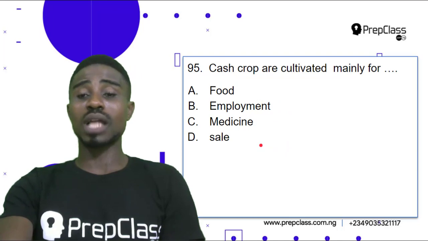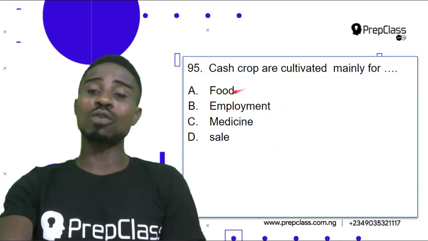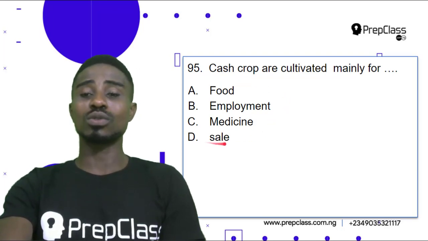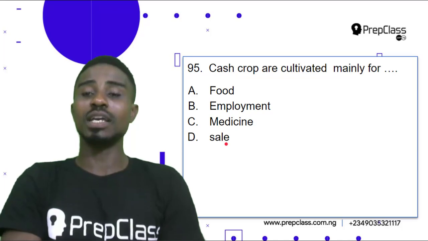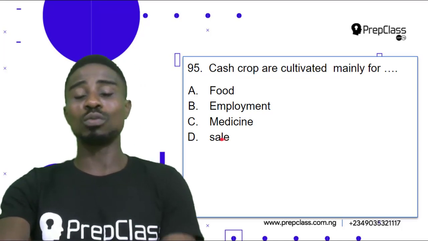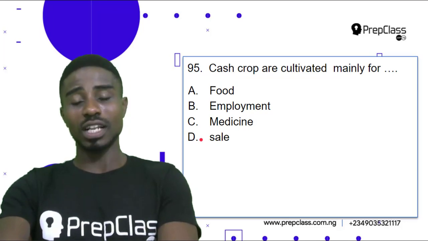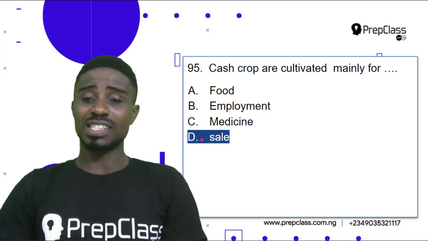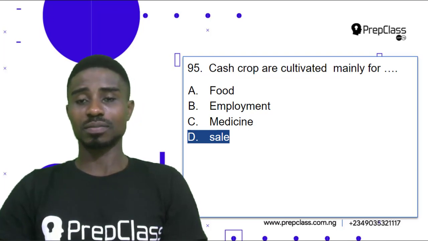We have other crops like food crops that are cultivated for food. But when it has to do with cash crop, it is basically cultivated to make sales, just the way the name implies. So question 95, our correct answer will be option D, sale. Let's check it out. Question 95, option D, sale is our correct answer.